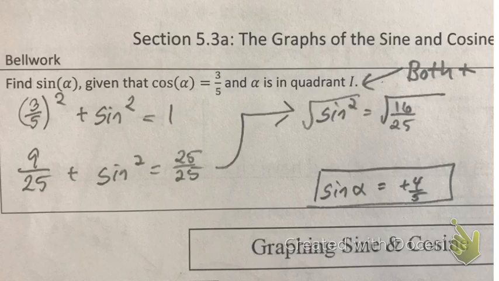I knew it had to be positive because quadrant 1 is both positive. Once again, if you did not know that, you need to study "all students take calculus." Otherwise, you're going to struggle on these problems on the test. I guarantee they're on the test. And our test is next Tuesday. Next Tuesday is our test.